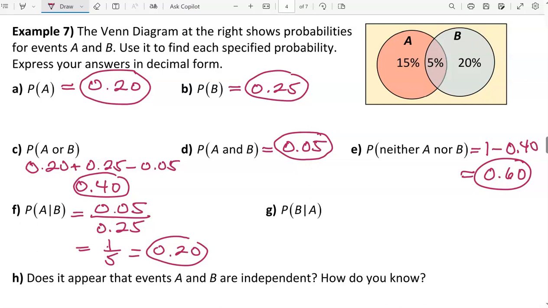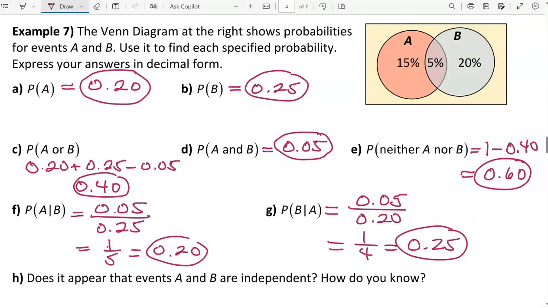Probability that B happens given that A happens is the probability that they occur together, divided by the probability of A, which is 0.20. And so that's 5% out of 20%, which is 1/4, and that's 0.25.